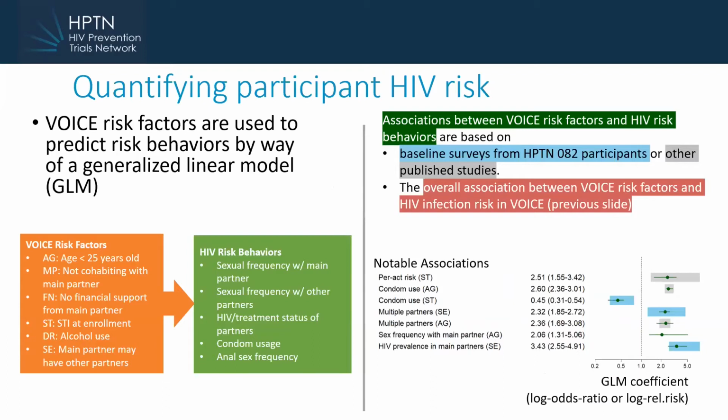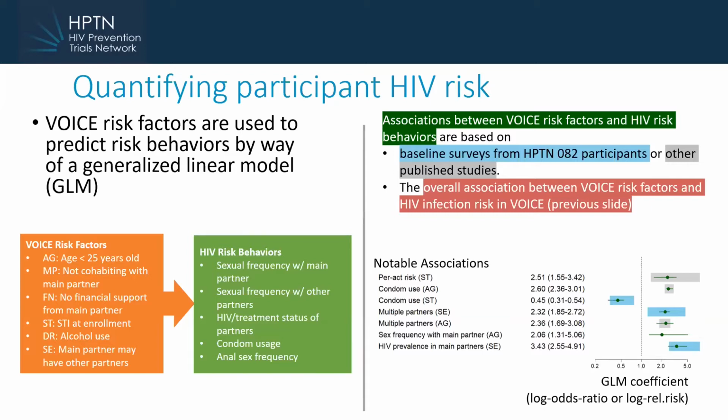Although each of the voice risk factors was correlated with HIV incidence, it is not obvious mechanistically how this risk is mediated. Using the baseline participant surveys from HPTN-082, as well as other literature sources, we used a generalized linear model to describe the relationship between the voice risk factors and more direct predictors of HIV risk, such as the use of condoms or partner concurrency.